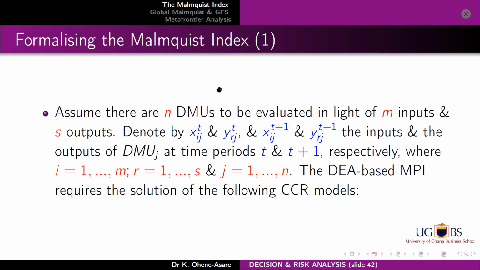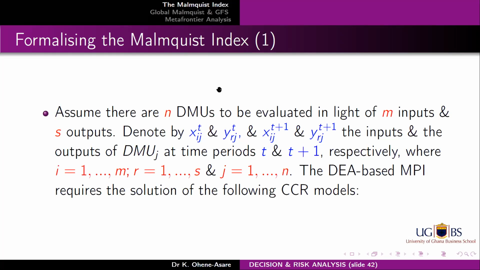having N DMUs to be assessed in the light of M inputs and S outputs. So the total inputs are M, total outputs are S. One particular DMU will be denoted x_ij^t and y_rj^t. Remember, i and r index the inputs and outputs for the particular DMU j. And x_ij^(t+1), y_rj^(t+1) refer to the second period. These are the inputs and outputs of the DMU at time periods t and t+1, respectively.